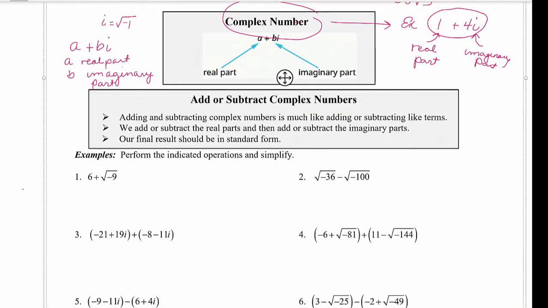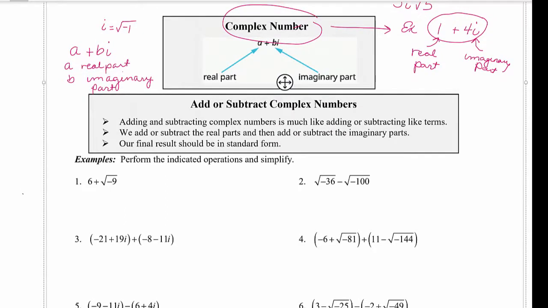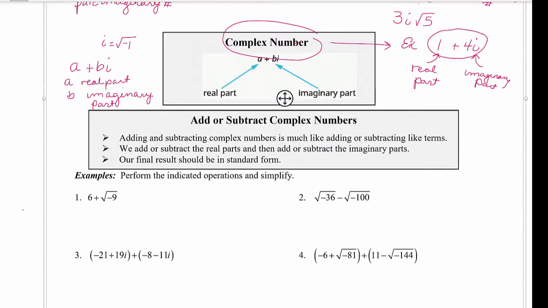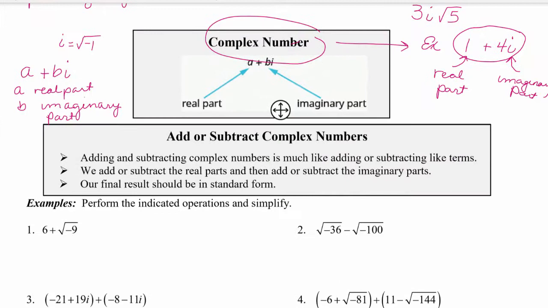In this video, we're going to talk about adding or subtracting complex numbers. And I'm going to give you a reminder of what a complex number is. A complex number is a number that can be written in this standard form that you see here, a plus bi. So this is the standard form of a complex number.